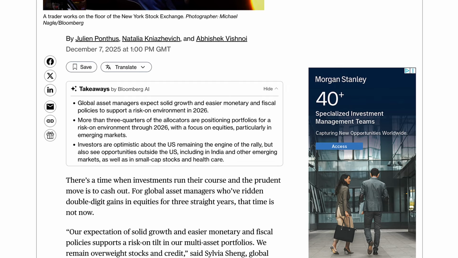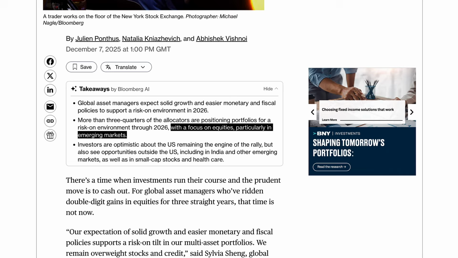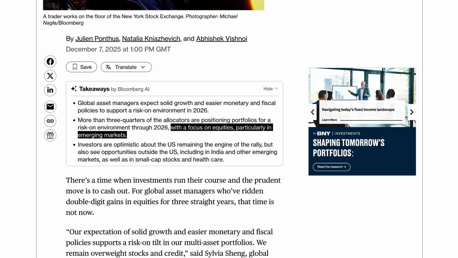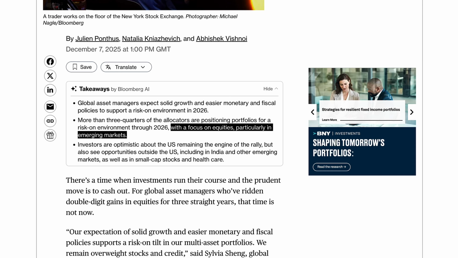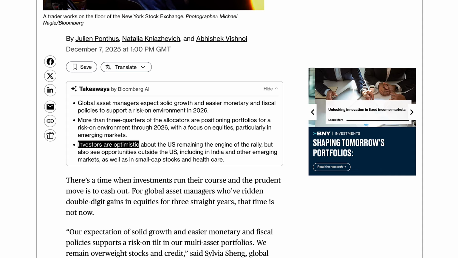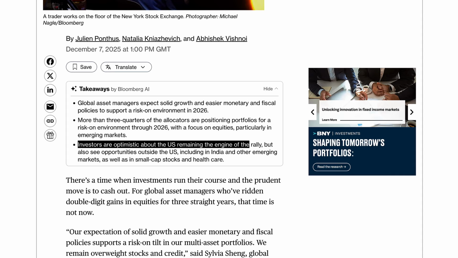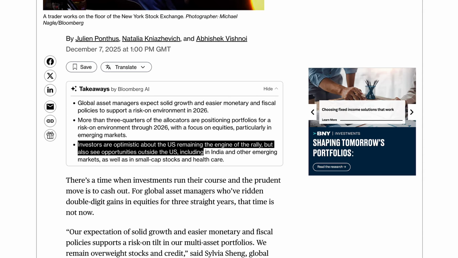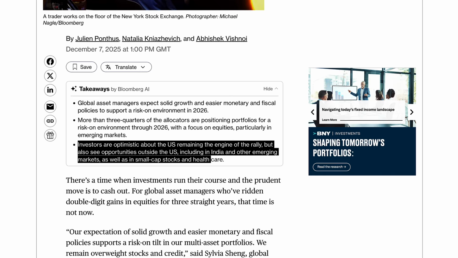Now, that actually also is quite bearish for the dollar if these asset managers are positioning for emerging markets, because if you're buying emerging markets, then usually the dollar doesn't do well in that environment, as investors are looking for a higher yielding asset than the dollar. And it says here, investors are optimistic about the US remaining the engine of the rally, but also see opportunities outside the US, including in India and other emerging markets, as well as small cap stocks and healthcare.